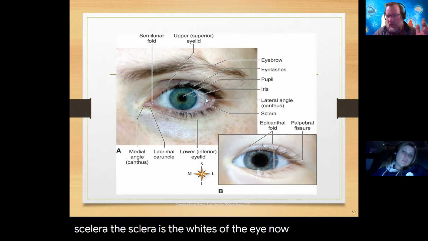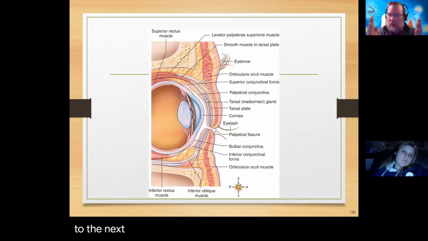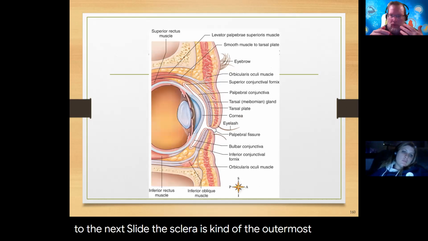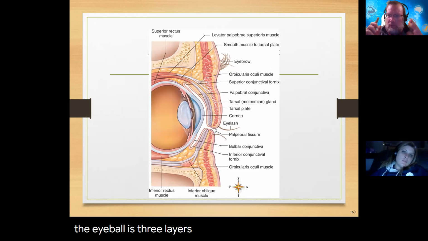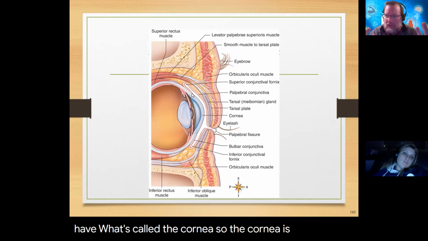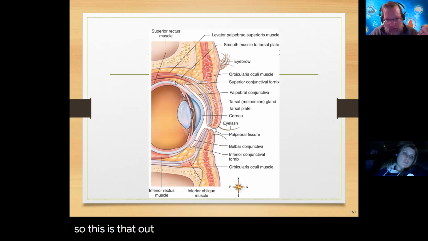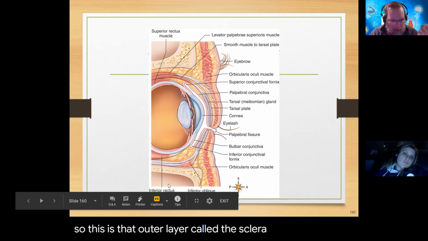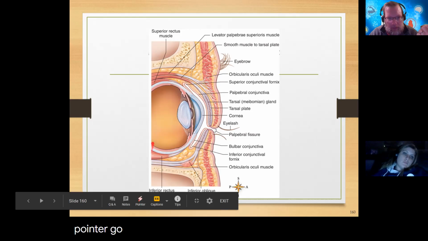Now, as I transition to the next slide, the sclera is the outermost layer. The eyeball has three layers, and the most superficial layer is called the sclera, which, you know, is the white of the eye. But as we go over top of the iris and the pupil, we have what's called the cornea. So the cornea is kind of an extension of the sclera. You can see that a little bit here. This is that outer layer called the sclera. Let me get my pointer going. There we go, the brighter.